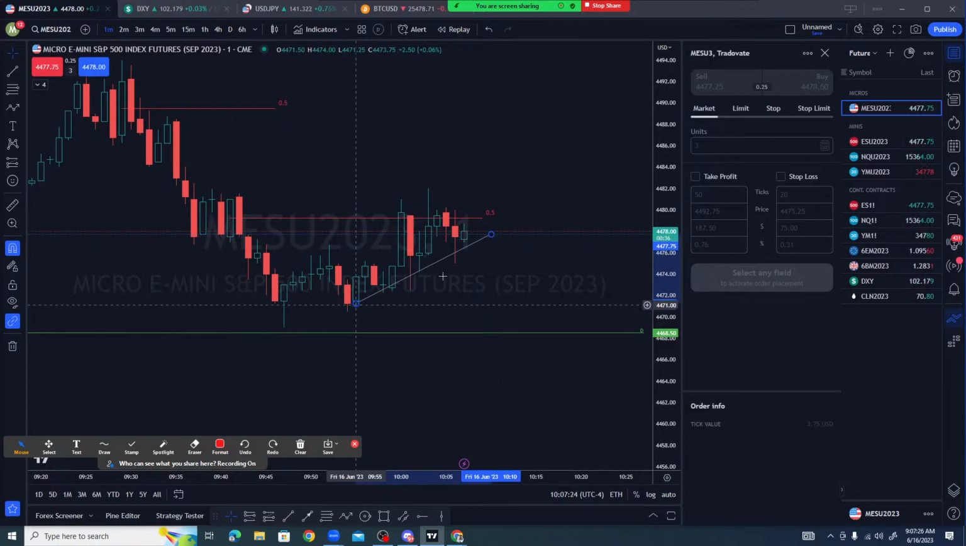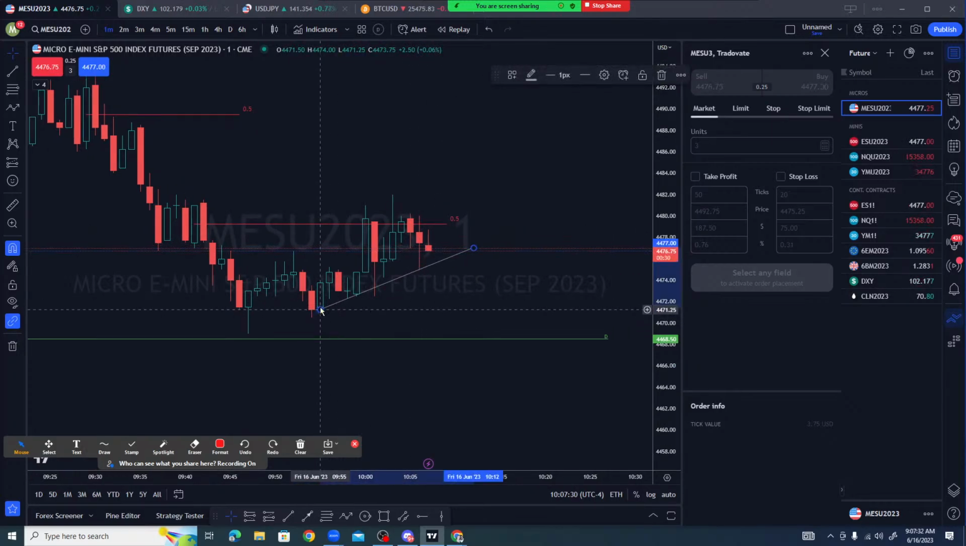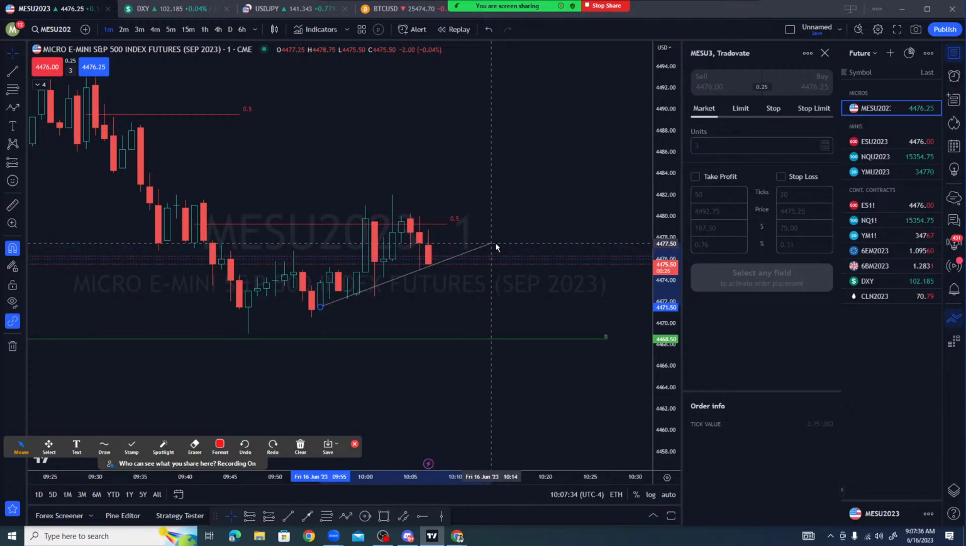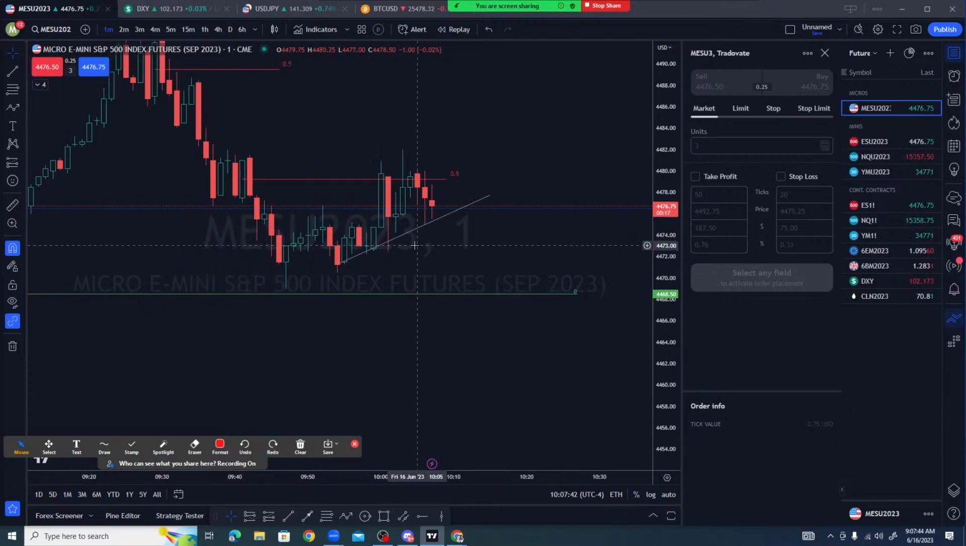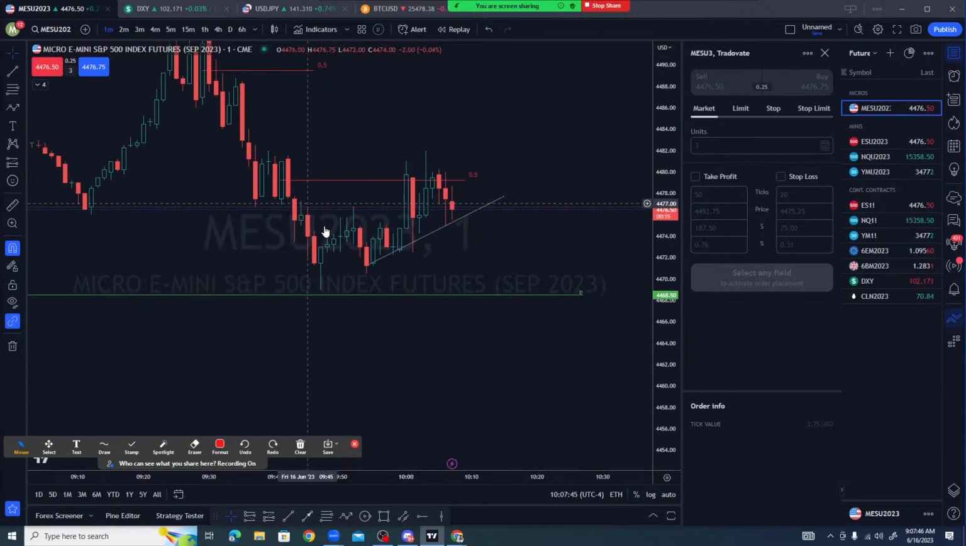The reason I draw these trend lines on the chart is for a couple of reasons. I go with bodies more than I do wicks. And the reason I draw the lines like this is because below these lines is liquidity, and I want to be on the right side of liquidity.